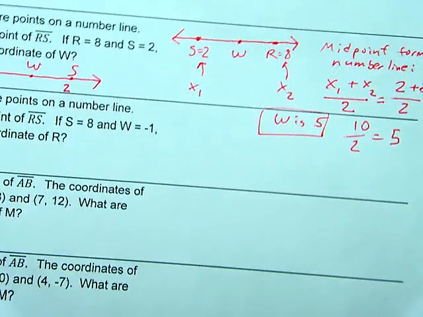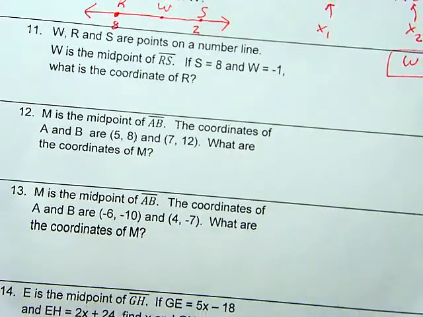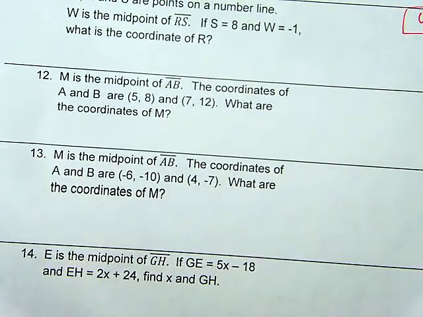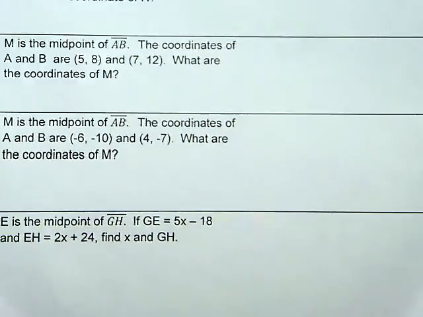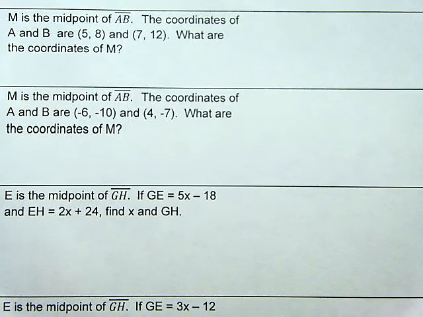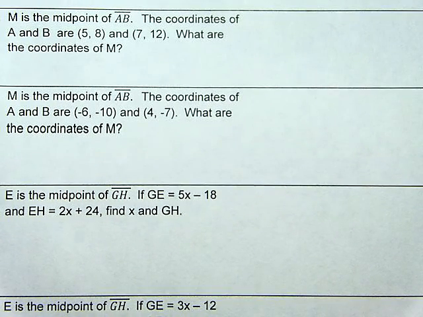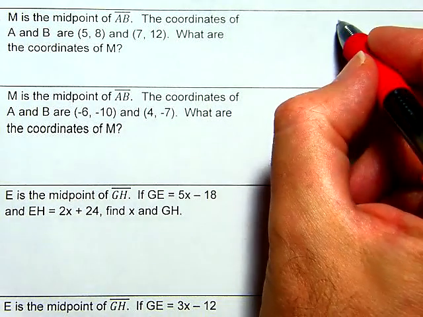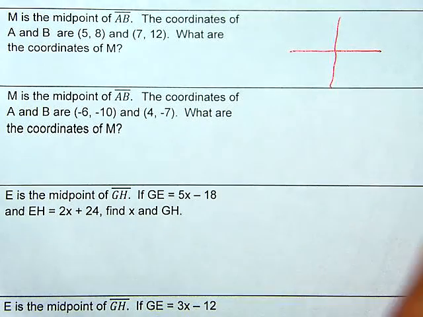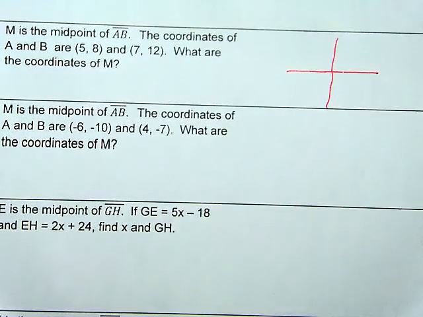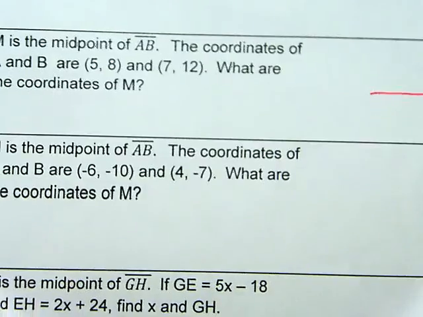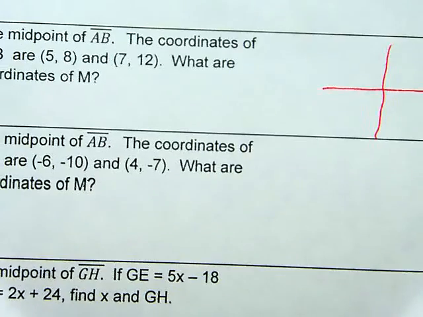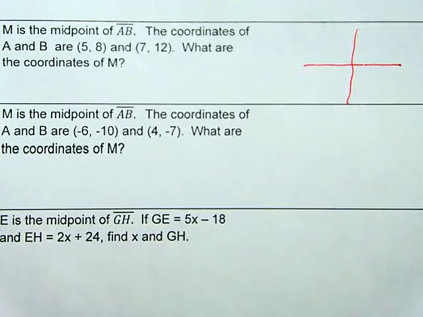Okay, so now let's do one problem using the midpoint formula for the coordinate plane. So let's take a look at problem number 12. We're being told that we have coordinates of A and B, and I'm just going to sketch out a little graph here. Let me zoom in on this a little bit more. I'll zoom in on it once we're done writing this up.